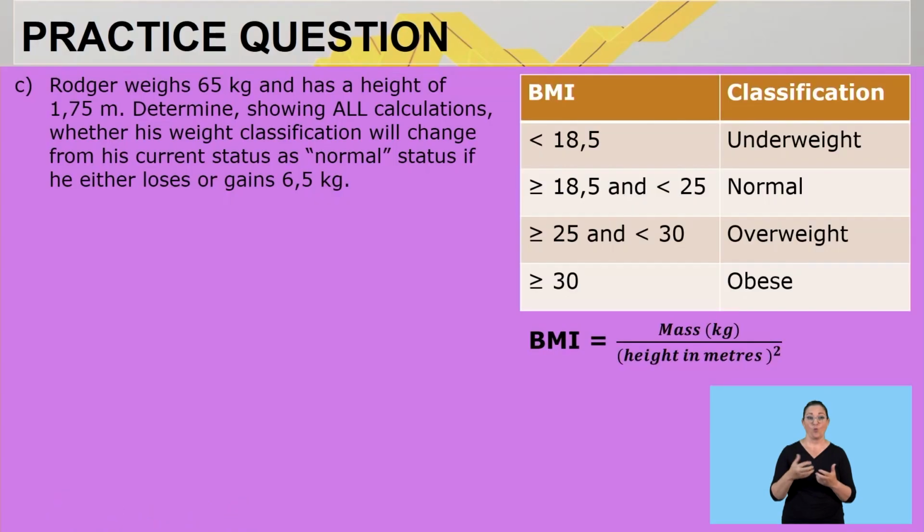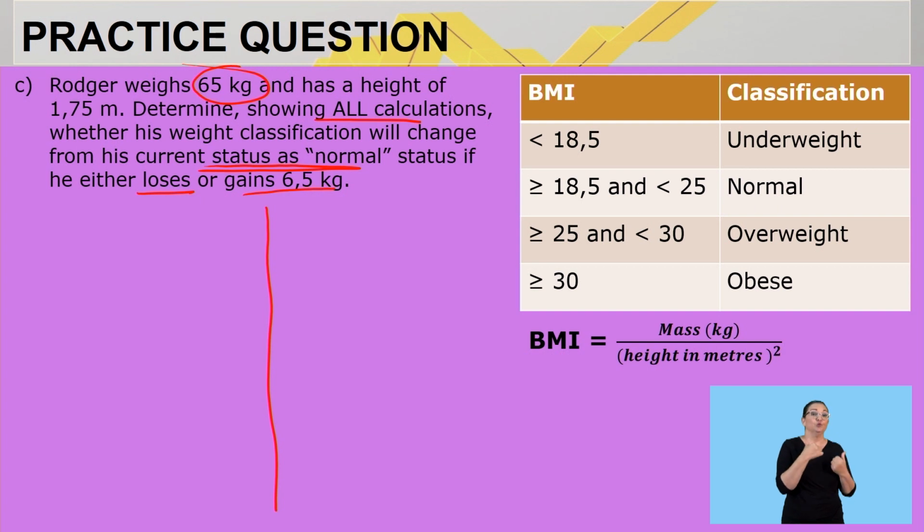So here at question number C, it says Roger weighs 65 kilograms and has a height of 1.75 meters. Determine, showing all calculation, whether his weight classification will change from his current status as normal. So currently, his weight status is normal weight, if he loses or gains 6.5 kilograms. All right, now let's look at this in two ways. Currently he weighs 65 kilograms.